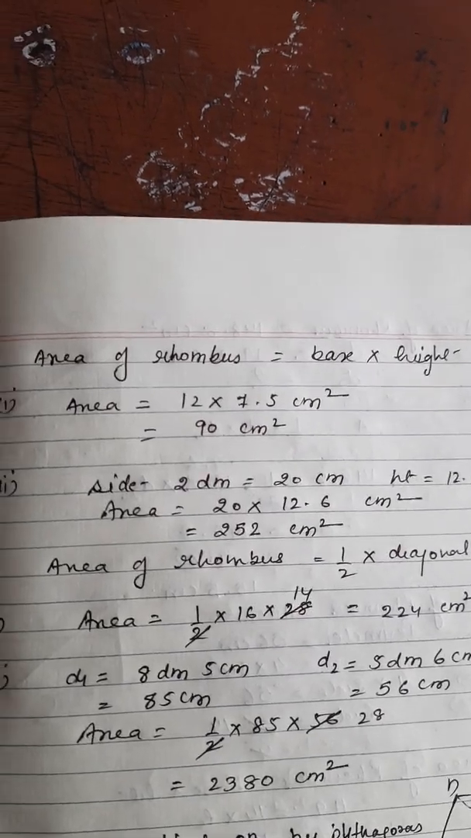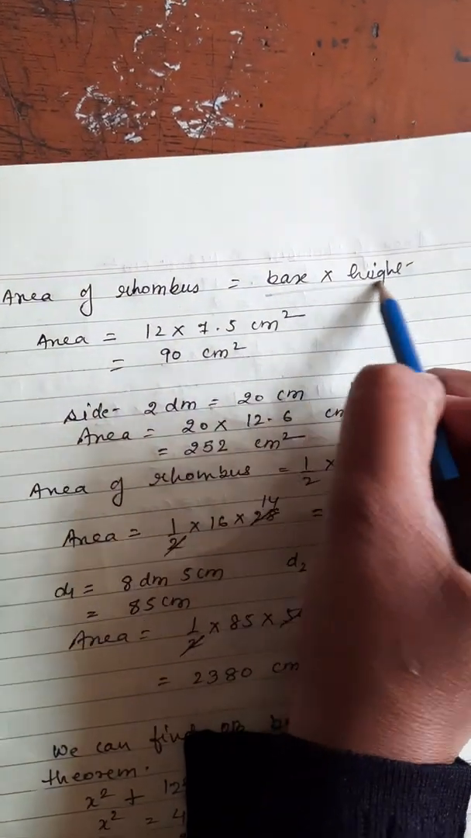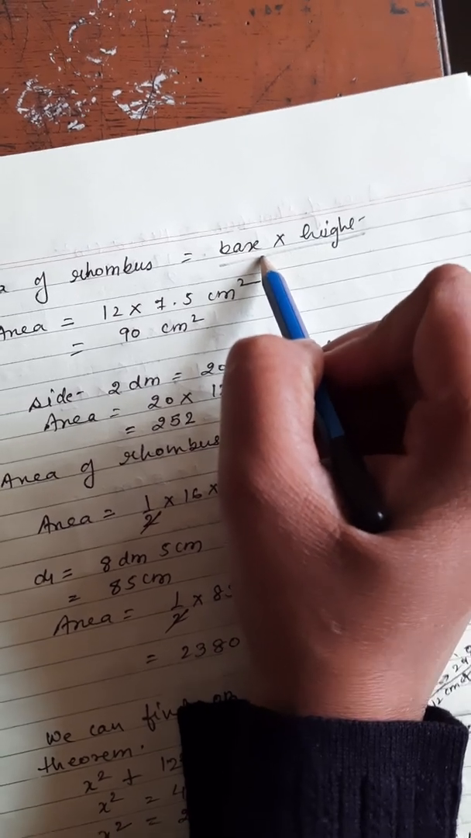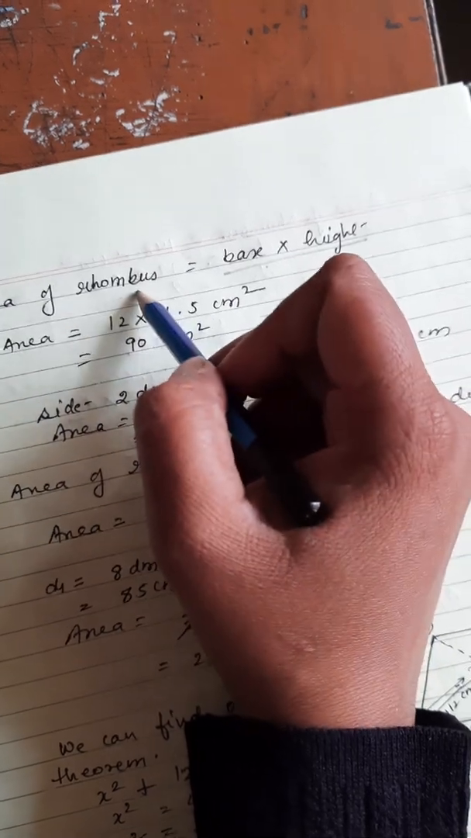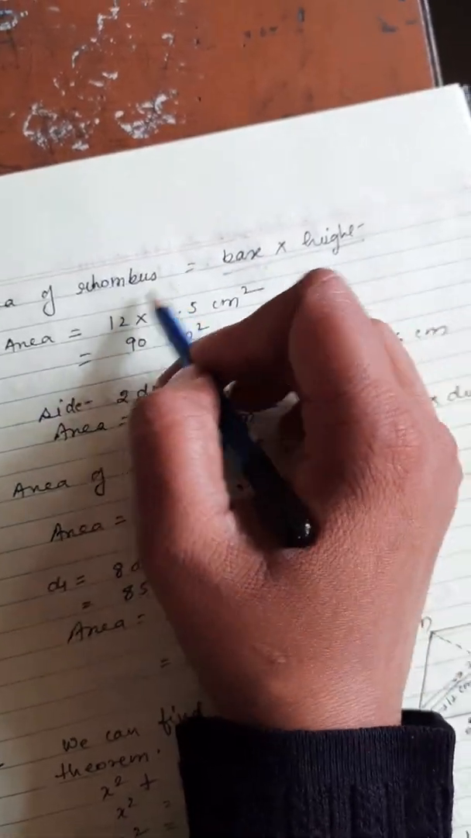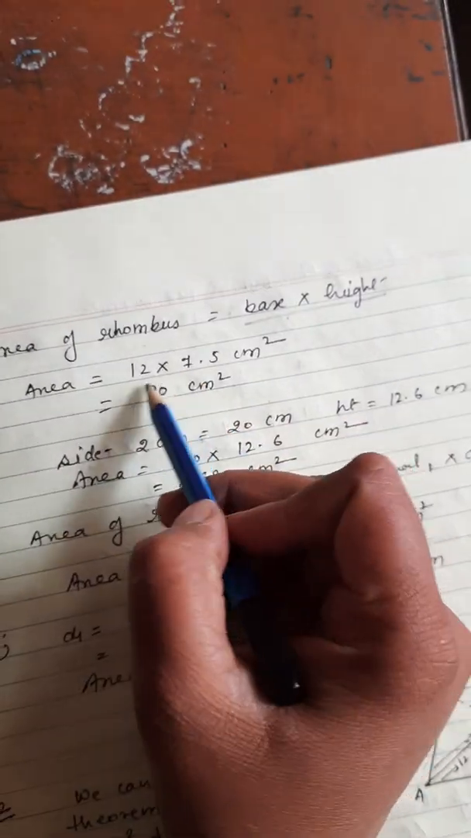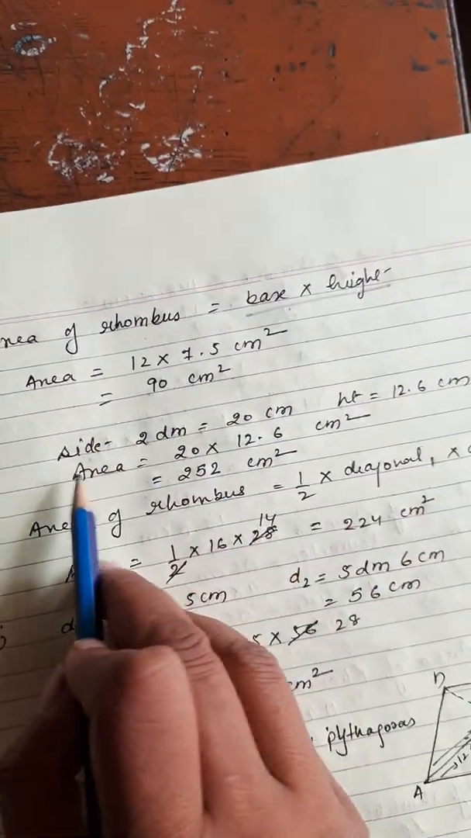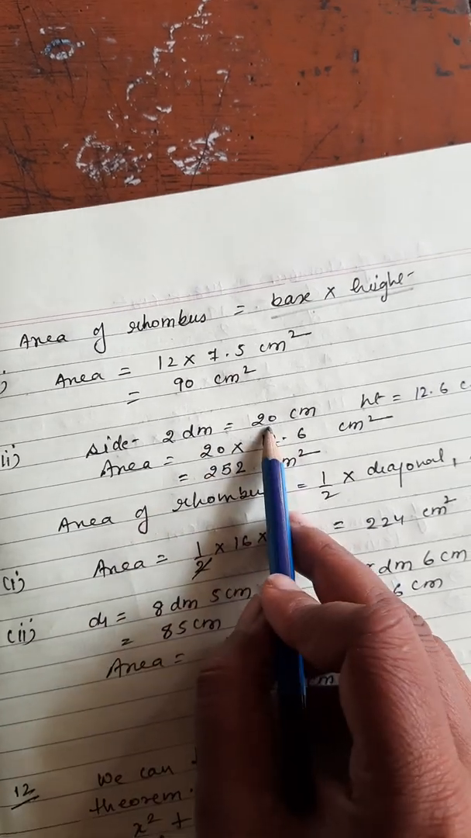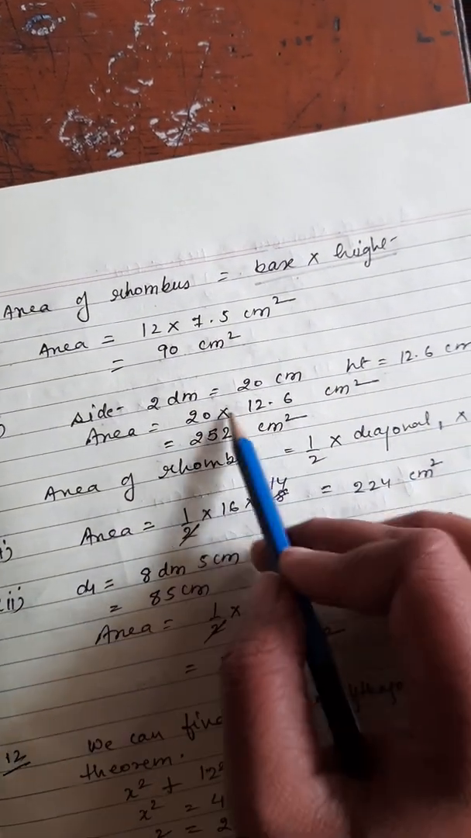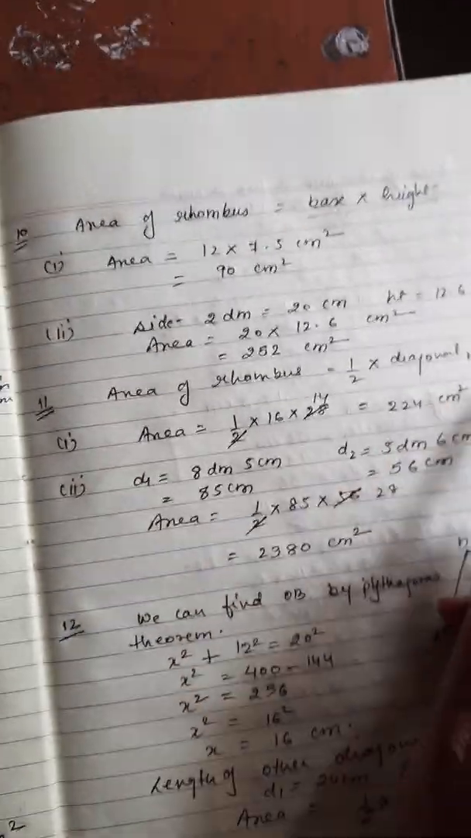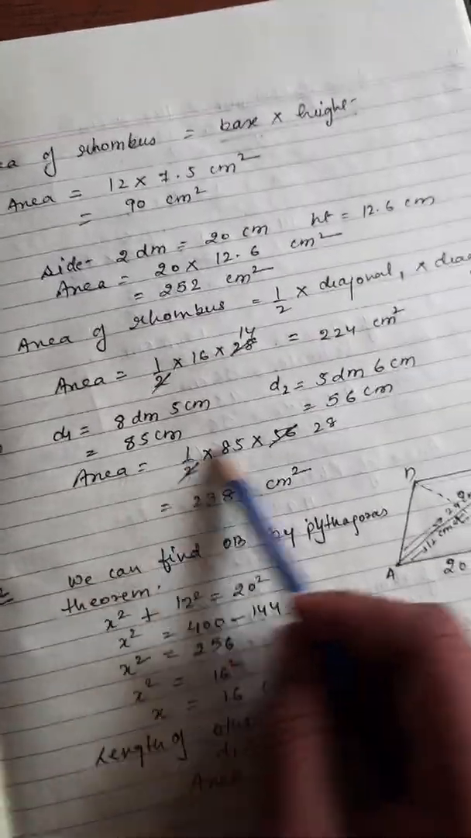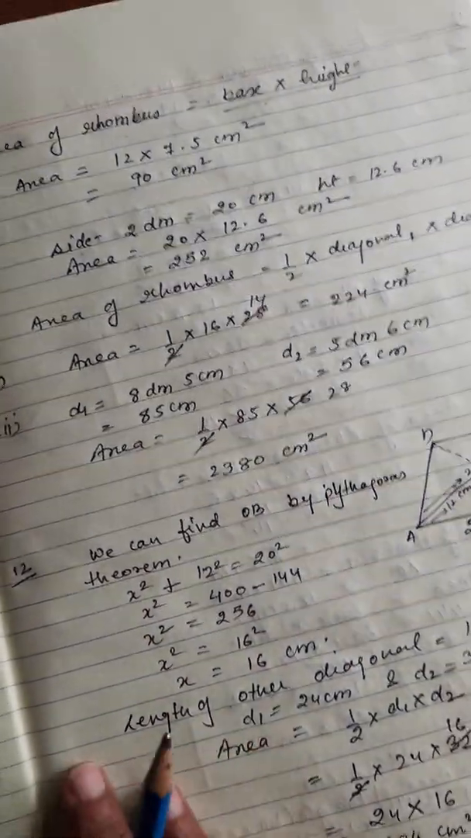Find the area of a rhombus in which base and height is given. So as I told you, this base into height is the formula for both the area of a rhombus and the area of a parallelogram, because a rhombus is a type of parallelogram only. So the area of a parallelogram is equal to the area of a rhombus also. So if base and height are given, then 12 into 7.5, that 9. Again, side is equal to 2 gm, height 20 centimeter, height is equal to 12.6 centimeter. Converting into the same unit, I have found the value. Now in question number 11, both the diagonals are given, so I find the value. In the second, I have changed the unit and then I have found the value.